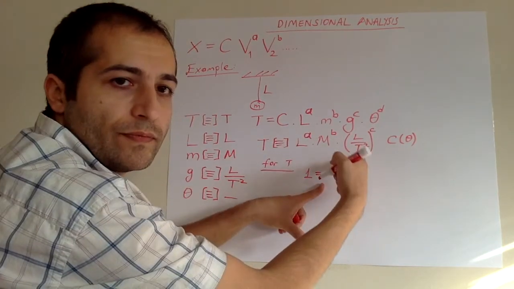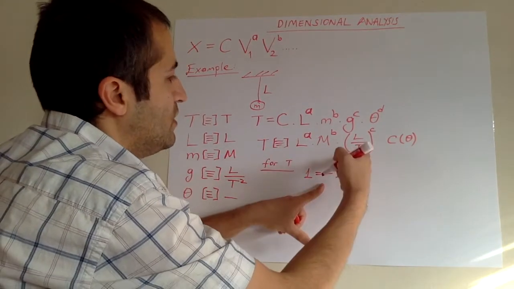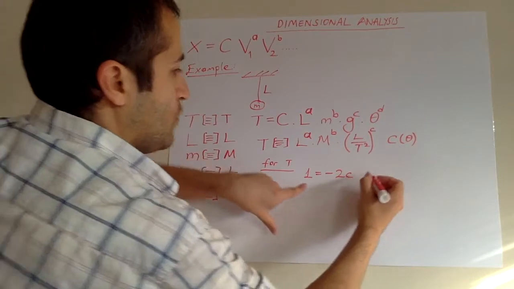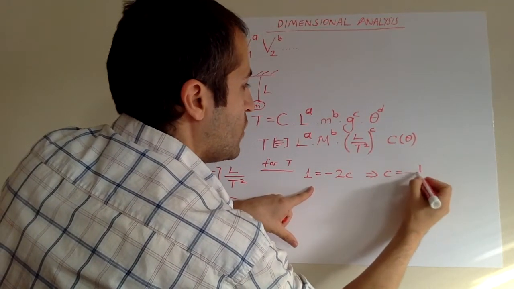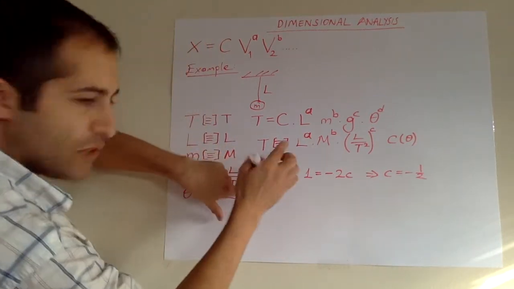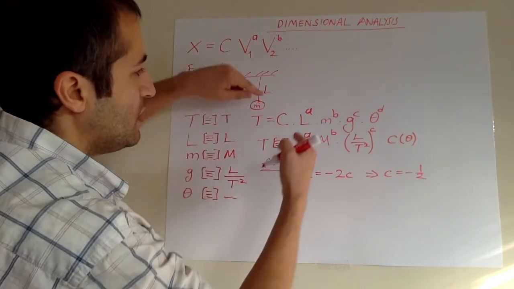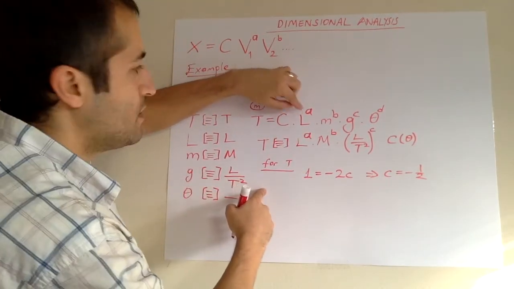There is no t here. There is no other t. So from here, we find that c should be minus 1 over 2. Another equation we can write is the equation for the length units.